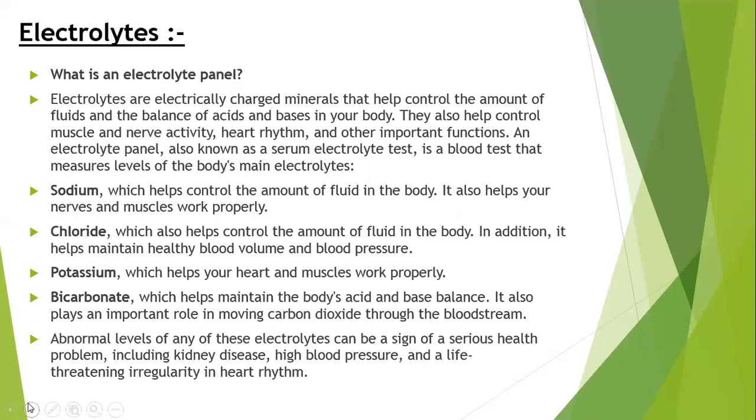Sodium helps regulate the amount of fluid in the body and helps nerves and muscles work properly. Chloride helps control the amount of fluid in the body and helps maintain healthy blood volume and blood pressure. Potassium helps heart muscles work properly. Bicarbonate maintains the acid and base balance. It also plays an important role in moving carbon dioxide into the bloodstream. Abnormal levels of these electrolytes can be a sign of a serious health problem like kidney disease, high blood pressure, and also a life-threatening irregularity in heart rhythm, called arrhythmia. Abnormal electrolyte levels can denote that.